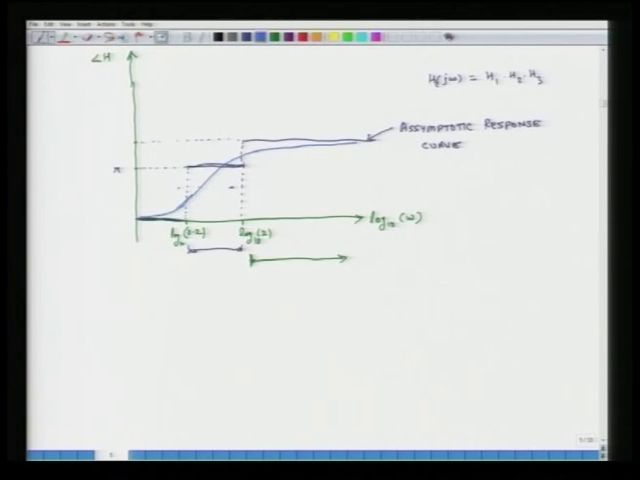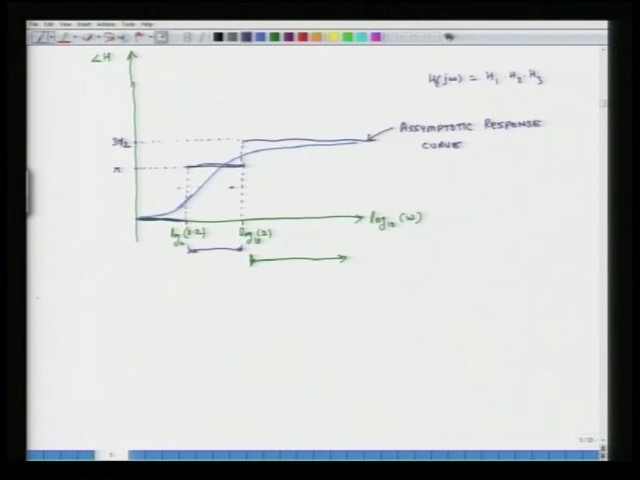So, at extremely low frequencies, it is bounded by this dark blue line curve, which is essentially a horizontal line cutting the vertical axis at 0. At extremely high frequencies, it is bound by another horizontal line, which has a y intercept of 3 pi over 2.